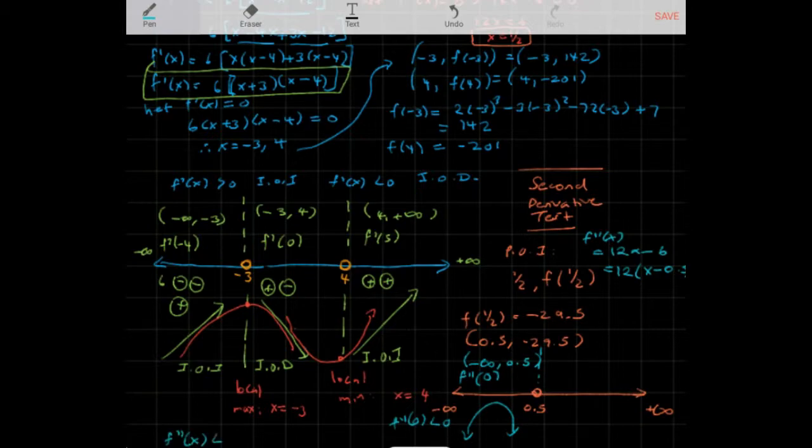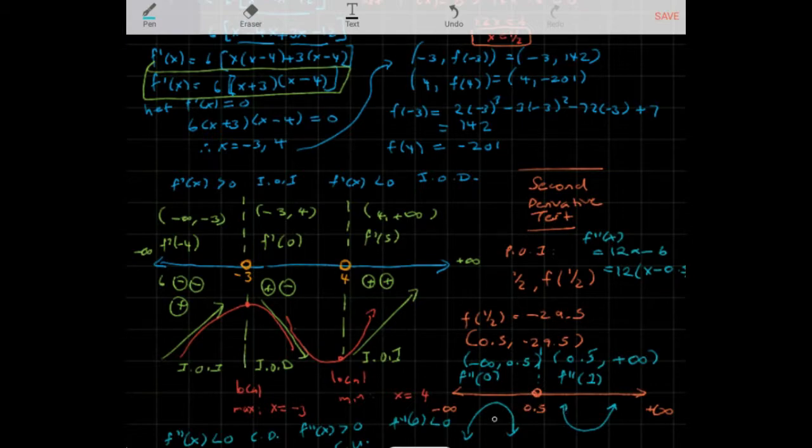So we need to remember that if f double prime of x is less than 0, it's concave down, and if f double prime of x is greater than 0, then it's concave up. Okay, so we also need to remember that. And then we need to test the second interval between 0.5 and positive infinity. So if we do f double prime of 1, you should get a positive, so it should be concave up.